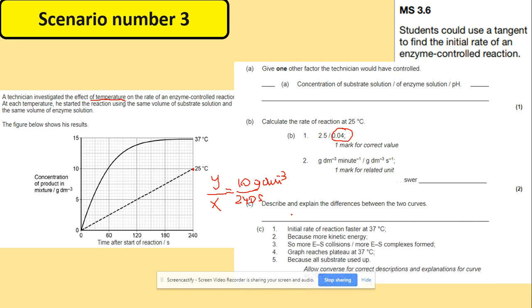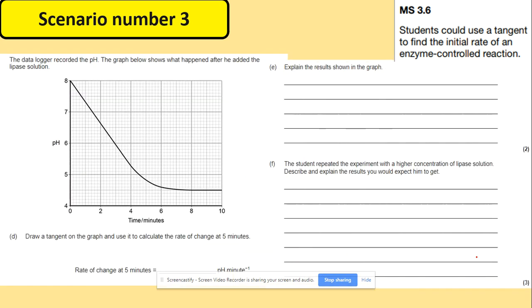So the initial rate of reaction is faster at 37, which we've said. But look, you need to say initial rate. Why then? Because there is more kinetic energy, so more enzyme substrate complexes, and it levels off at 37 as well, at 180 seconds, because all the substrate has been used up. Typical question again. So one more here: we need to draw a tangent to calculate the rate of change.